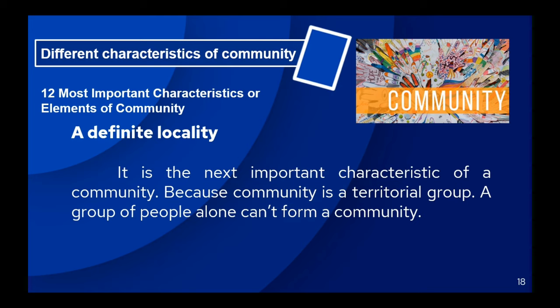2. A definite locality. It is the next important characteristic of a community, because community is a territorial group. A group of people alone can't form a community. A group of people forms a community only when they reside in a definite territory. The territory need not be fixed forever. A group of people, like nomadic people, may change their habitations. But the majority of communities are settled, and a strong bond of unity and solidarity is derived from their living in a definite locality.